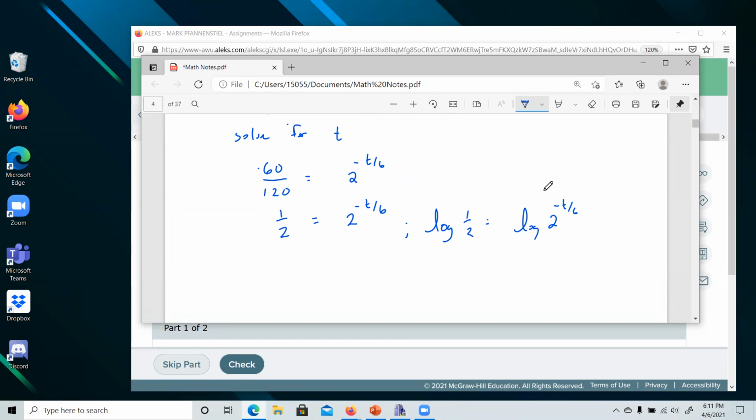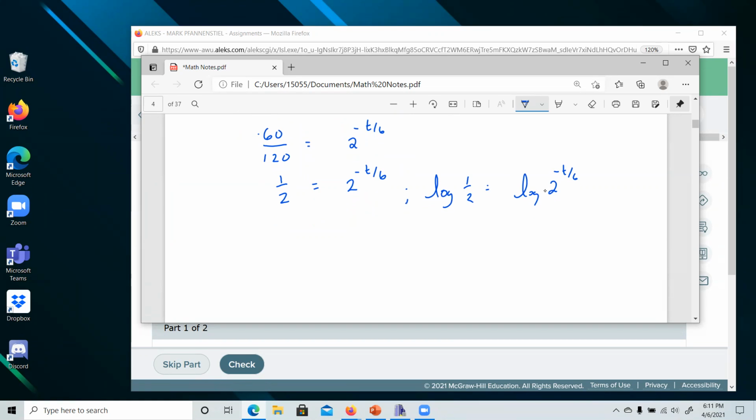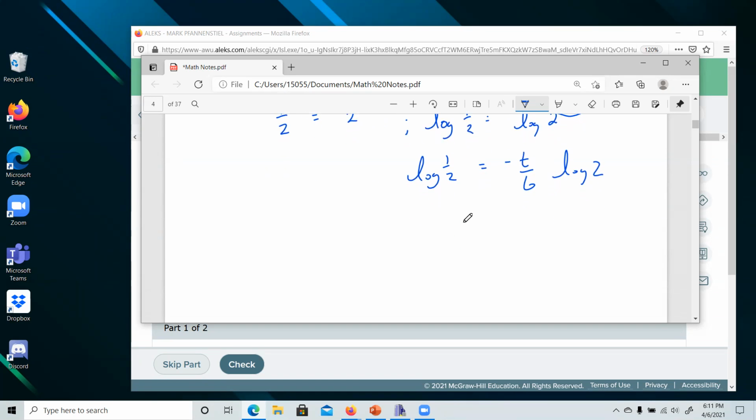Okay. So what we're going to do now is pull this down in front, because that's one of our rules. So this is the log of 1/2 is equal to negative t over 6 times the log of 2. Now, I'm going to show you something neat, and this is what makes logs so magical. 1/2 is really a fancy way to write 2 to the negative 1, right? That's reciprocal.